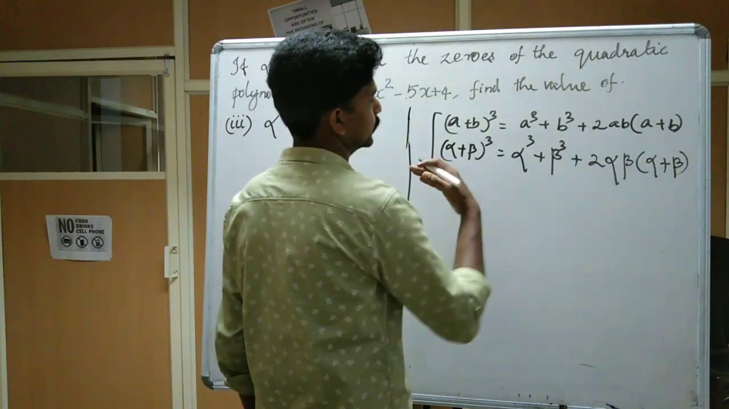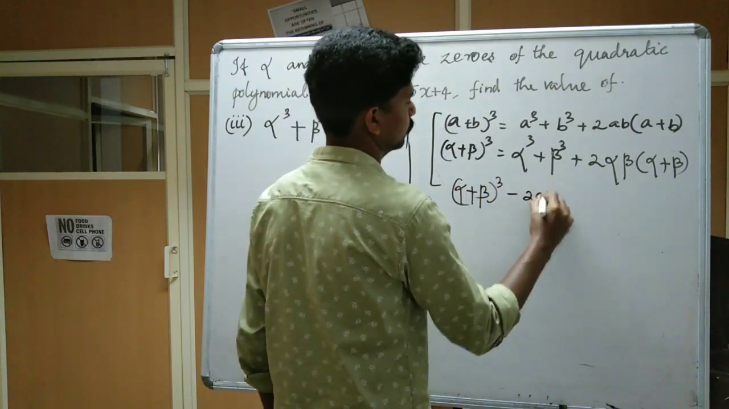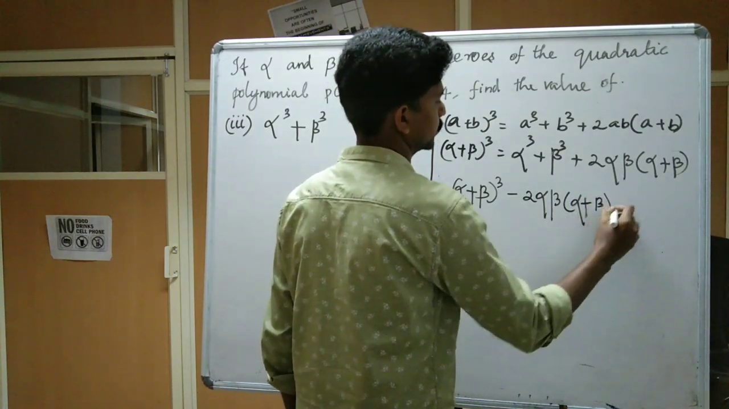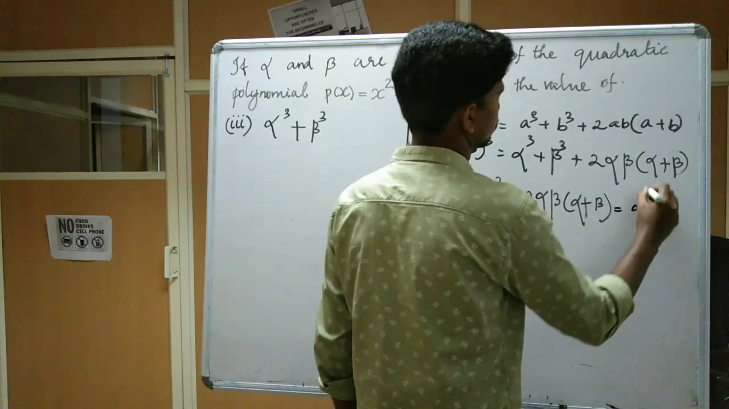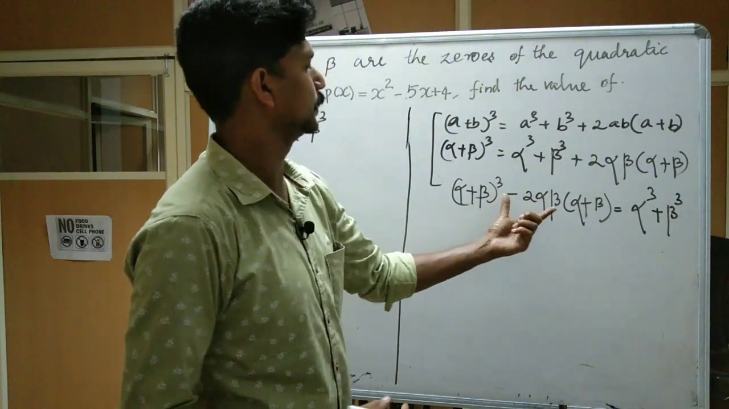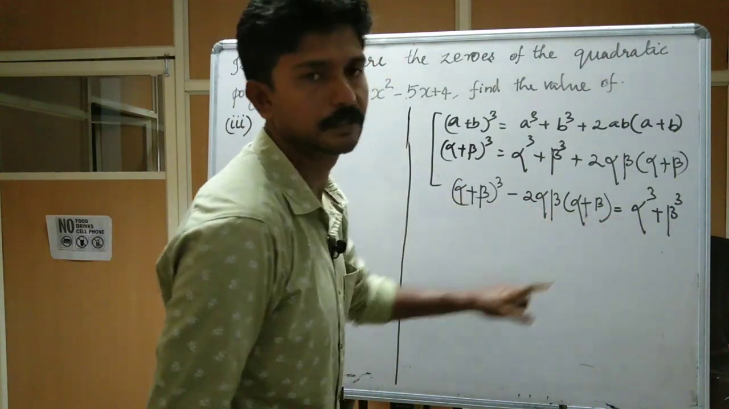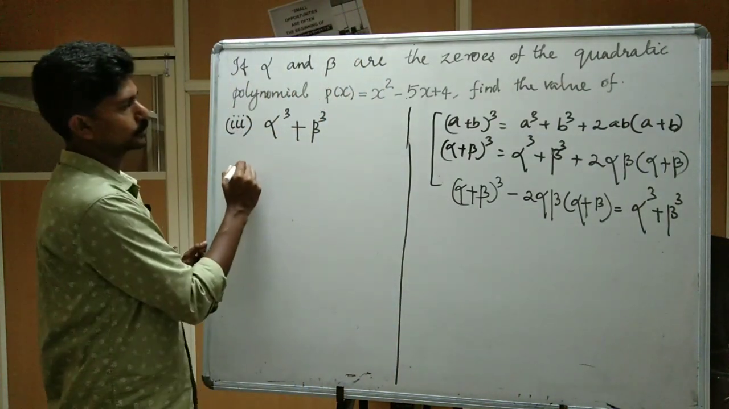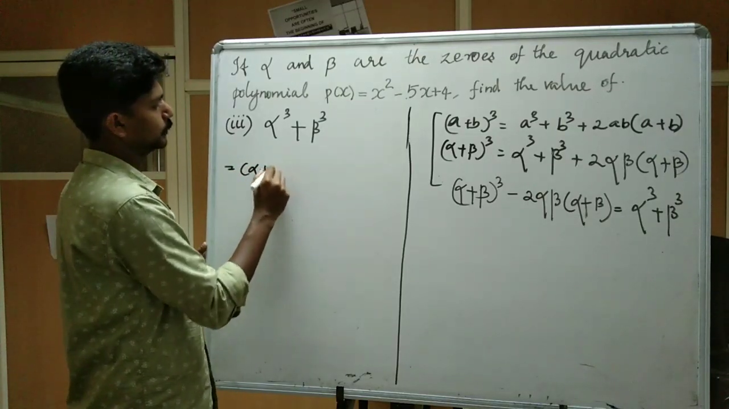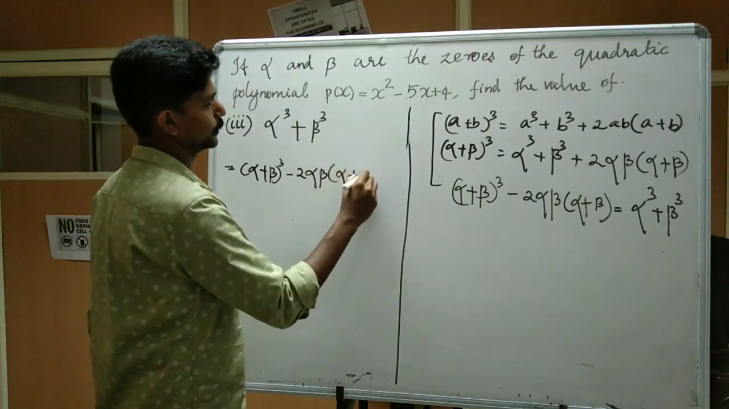So next we can bring this side, so alpha plus beta whole cube minus 3 alpha beta into alpha plus beta, which is equal to alpha cube plus beta cube. So when you bring this side, we get such a result. So instead of alpha cube plus beta cube, we can write these values. So which is equal to, we can write alpha plus beta the whole cube minus 3 alpha beta into alpha plus beta we can write.